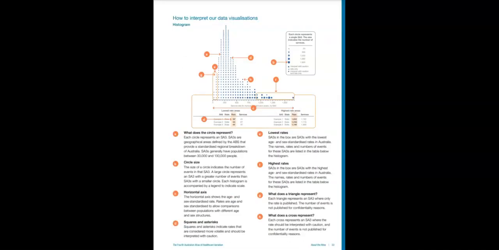And that is a quick overview of the string of pearls graph. For more information, please refer to How to Interpret Our Data Visualizations starting on page 33 of the 4th Australian Atlas of Healthcare Variation.